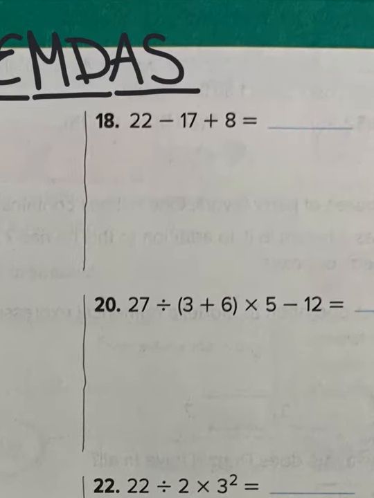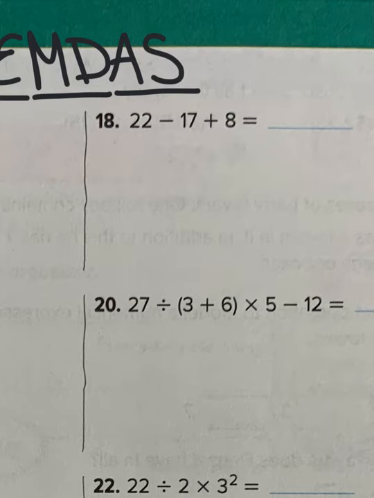So for 18, I'm going to look at it, see what my order is. I'm going to look at first to see if I have any parentheses. I'm not seeing any. I'm going to move on to exponents. Again, I don't see any exponents in our expression. Next step would be multiply and divide from left to right. I don't see any multiplication or division. And our last step would be adding or subtracting from left to right, and I do see both of those.